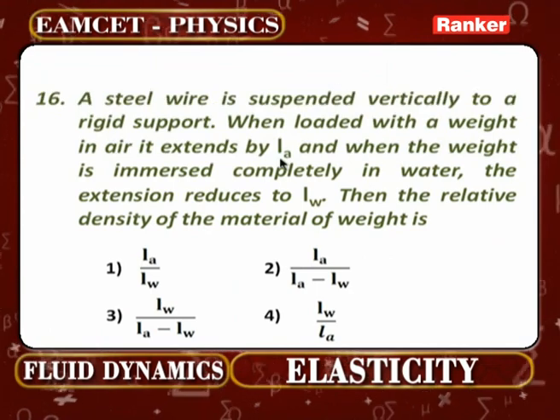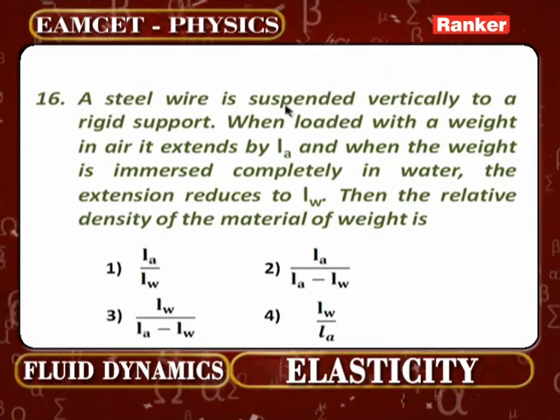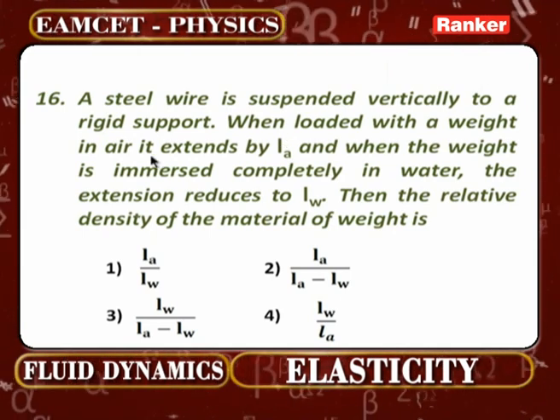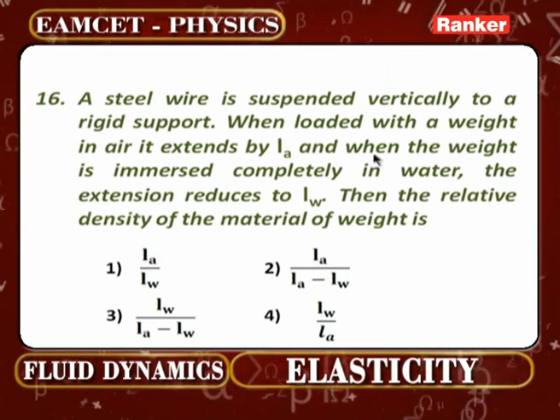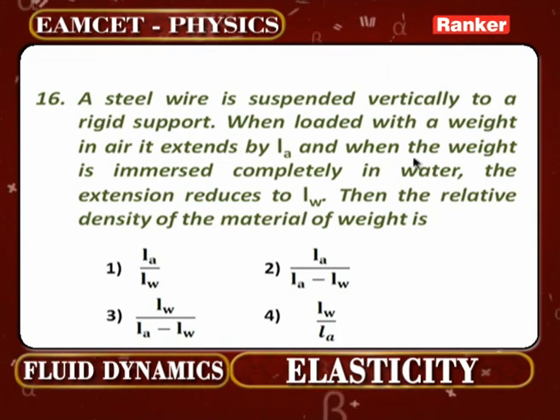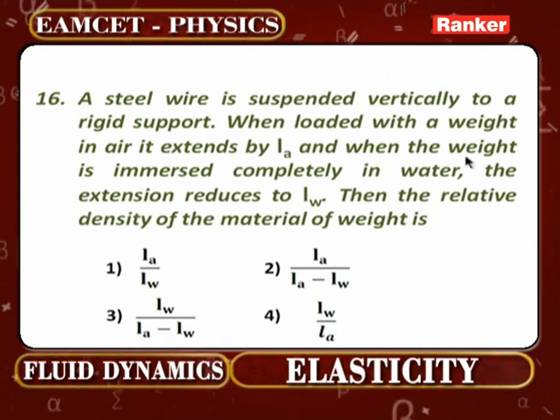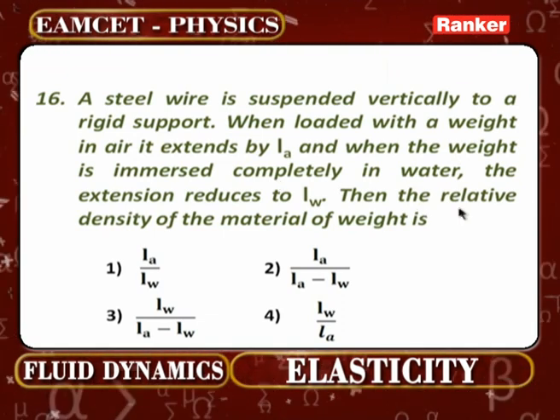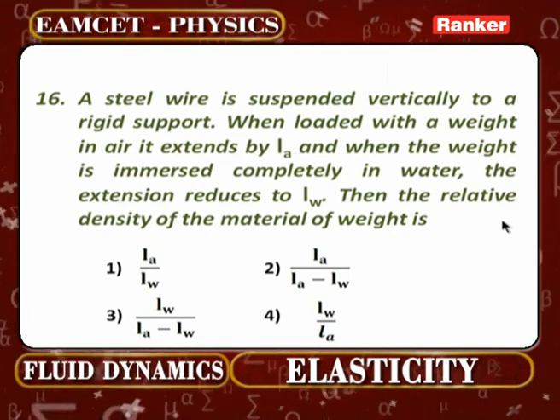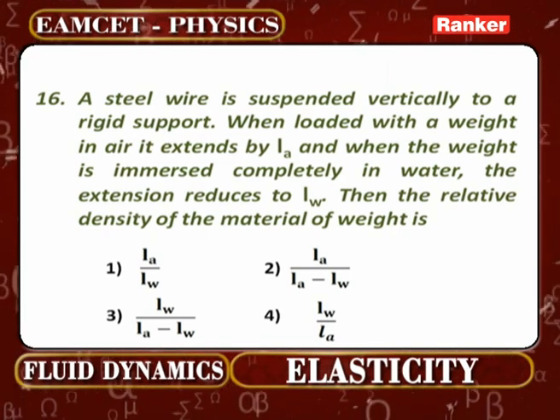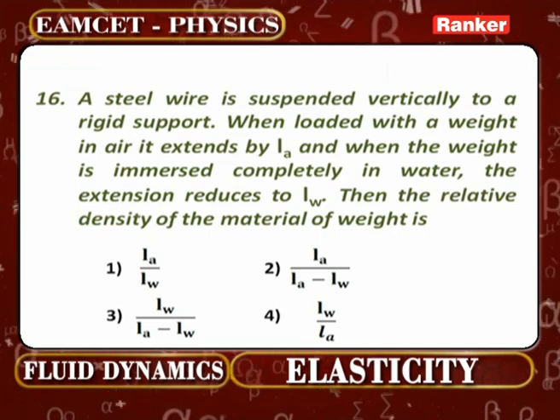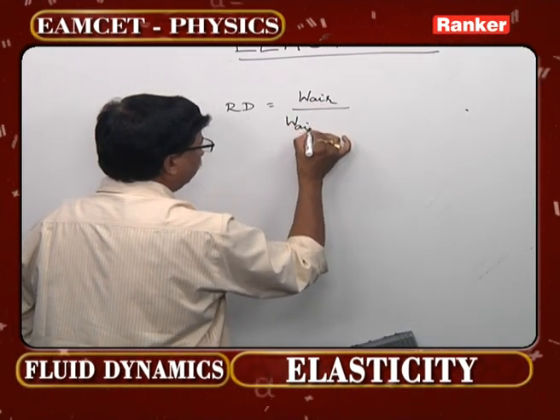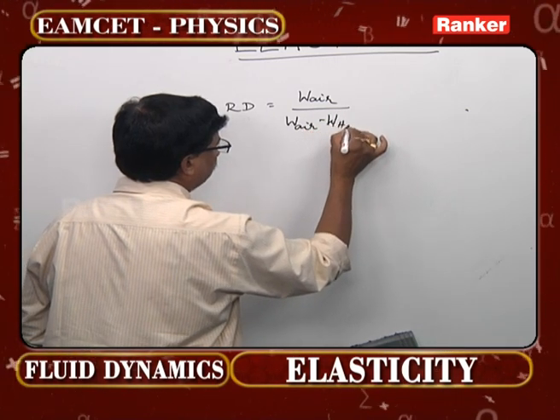That is question number 16. A steel wire is suspended vertically to a rigid support. When loaded with a weight in air, it extends by LA. And when the weight is immersed completely in water, the extension reduces to LW. Then the relative density of the material? Every one of us knows the basic equation for relative density. Relative density is equal to weight in air by weight lost in water. That is the official formula.